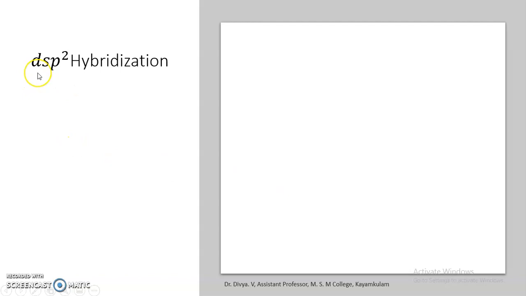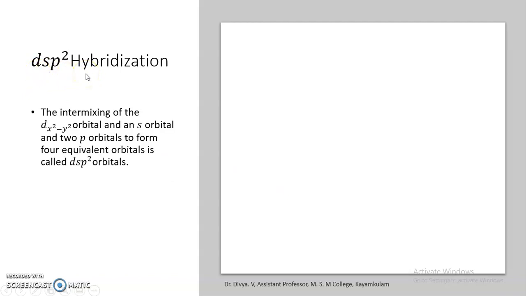See, here we are writing dsp2 hybridization: the intermixing of a dx square minus y square orbital, an s orbital and two p orbitals to form four equivalent orbitals is known as dsp2 hybridization or dsp2 orbitals. In this type of hybridization, one d orbital in the penultimate shell, an s orbital and two p orbitals undergo intermixing and form new hybrid orbitals of equivalent energy and identical shape, and they are oriented in a square planar fashion.